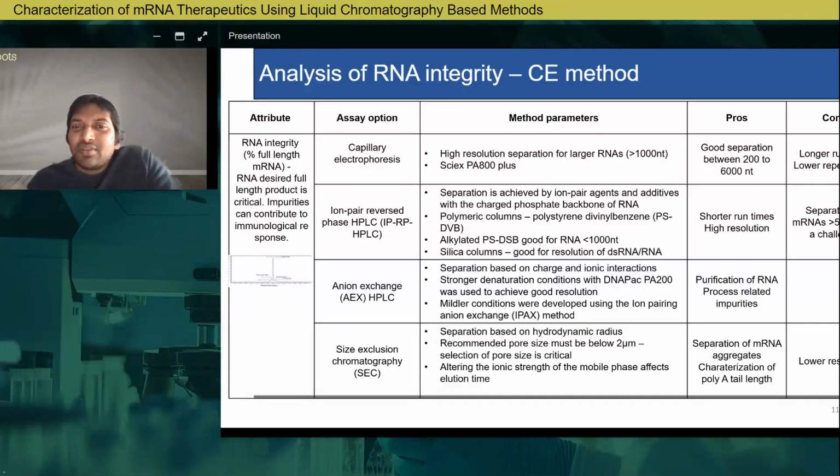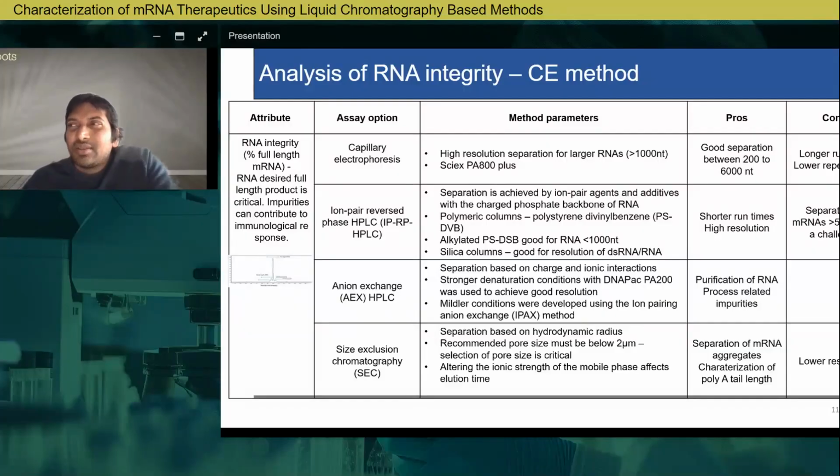But again, people have also tested different ionic strengths of mobile phases and dilution on SEC. Most of the time, SEC is applied to understand aggregation. If the mRNA molecule is getting aggregated, that's where SEC is applied a lot, to understand purity. It's really just to understand monomer versus aggregation. That's what it really is.